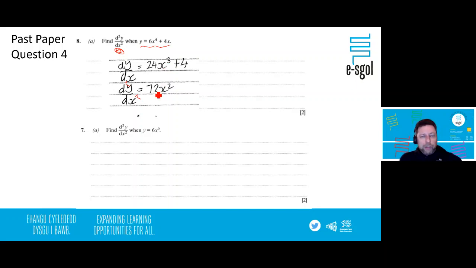And where did I get that from? 3 24s are 72, decrease the power by 1. The differential of 4, again, the line 4 is horizontal, and the gradient of the line 4 would then be 0. So why don't you have a try of 7a, which is a little bit easier.